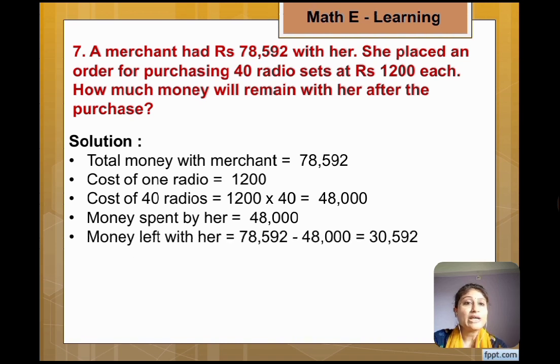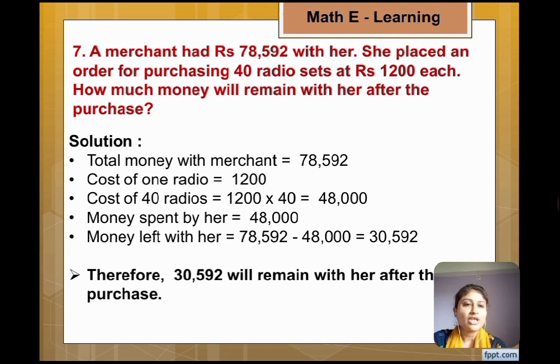Now money left with her. So we will do subtraction of 78,592 and 48,000. By doing subtraction we get 30,592. Therefore, 30,592 will remain with her after the purchase.